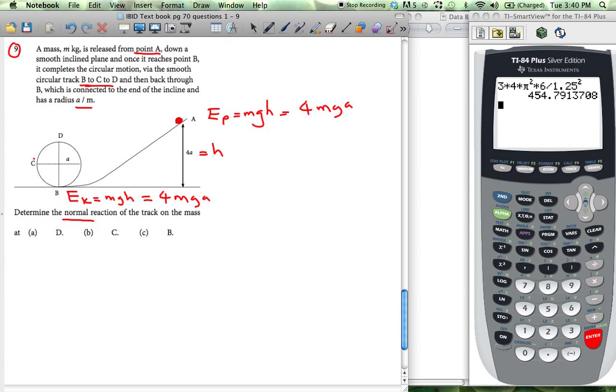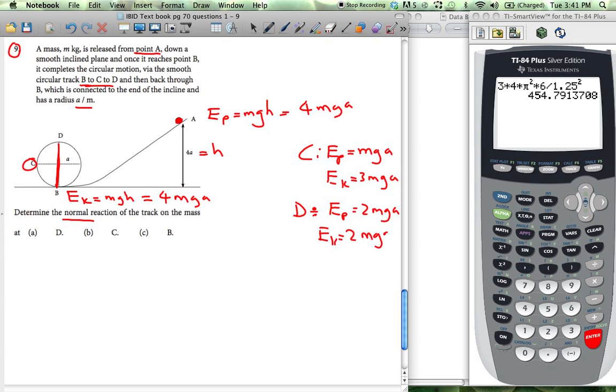Now, at point C, it's going to have two types of energy. It will have potential energy, and that will equal just mga because it's at a height of a, and the rest of the energy will be kinetic energy, which will be equal to 3mga. And at D, it will have potential energy of 2mga because now it's 2a above the surface, and the kinetic energy will also equal 2mga. So in each case here, we can see that the potential energy has been converted into kinetic energy.